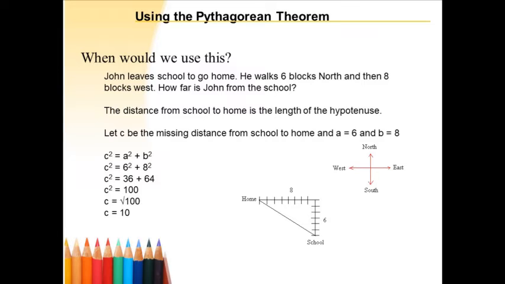What is the value of your A? That is 6, plus 8 squared. Simplify the right side. C squared equals 6 squared, that is 36, plus 8 squared, that is 64. Combine like terms in the right side, so that is C squared equals 100. So take the square root of both sides, so C equals 10. So the distance from school to home is 10 blocks.